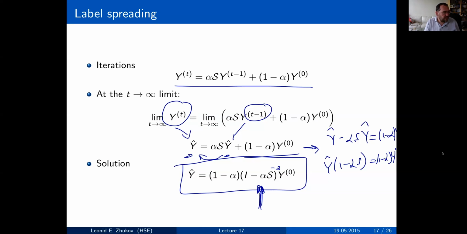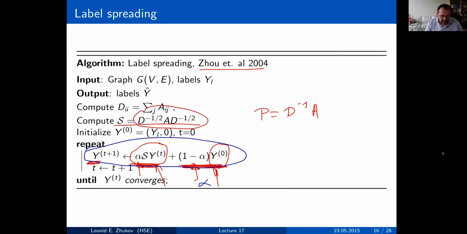If this matrix is small, you can easily invert it. Now, parameter alpha can make some matrices invertible even if they're not originally, right? Again, in this sense, it's very similar to what happens with PageRank. So if the graph is small, you can just do this one-shot solution. If the graph is large, you do an iterative process.